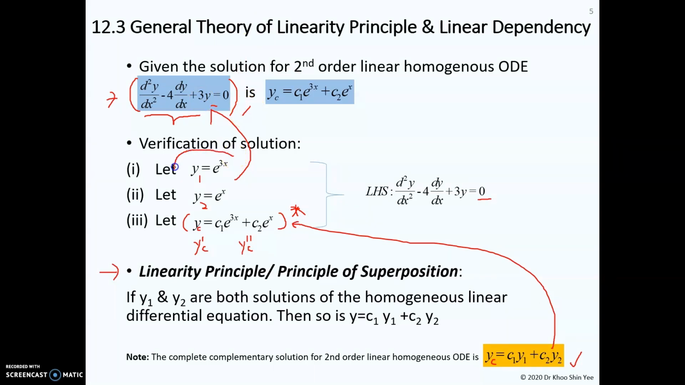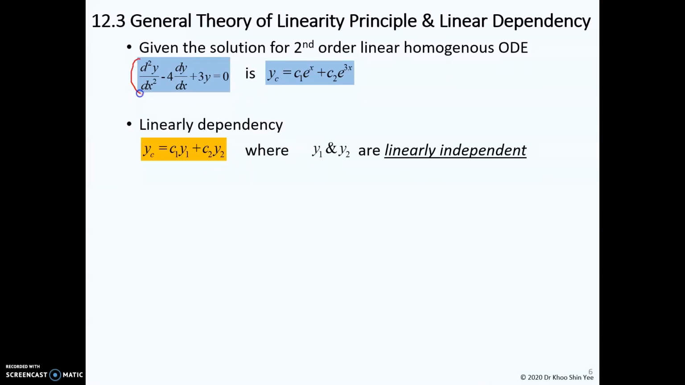Bear in mind, do not provide the solution in this individual solution format because this is incomplete. You need to combine all the solutions using the principle of superposition to obtain the complete complementary solution, like in this case. So far, we have learned that for the second order homogeneous ODE, we have 2 solutions, y1 and y2. By using the principle of superposition, we can obtain the complete complementary solution using this linear combination format. By doing this, you have succeeded in obtaining the complementary solution.